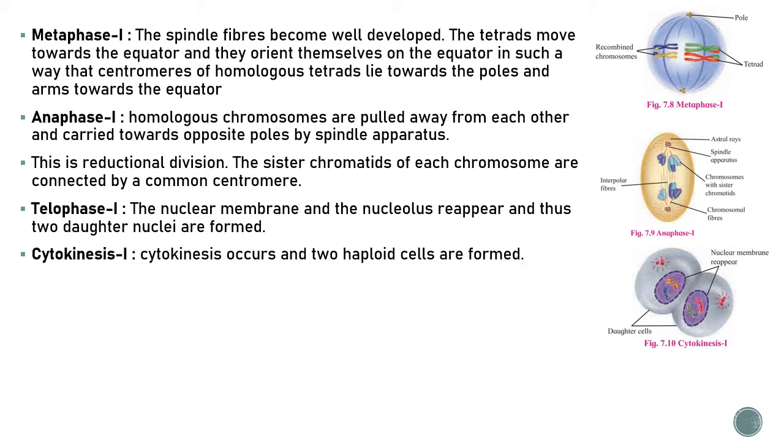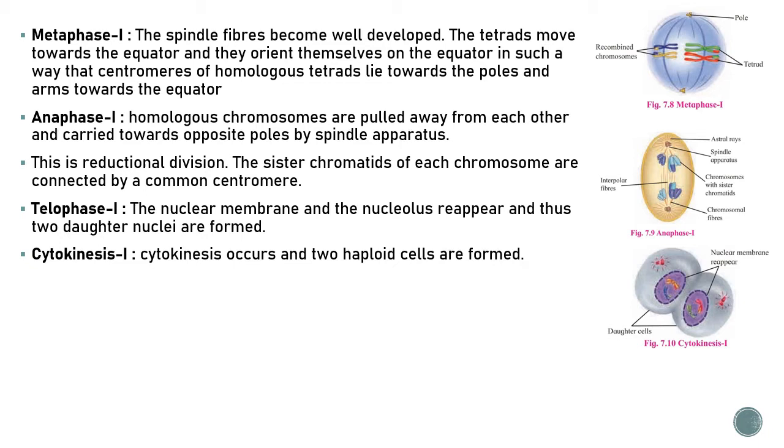The next phase in meiosis first is metaphase-I. The spindle fibers become well developed, the tetrad moves towards the equator, and they orient themselves on the equator in such a way that the centromeres of the homologous tetrad lie towards the poles and the arms towards the equator. Remember, the centromeres lie towards the poles and arms towards the equator. You can see the diagram, in which the tetrads have 4 chromatids.